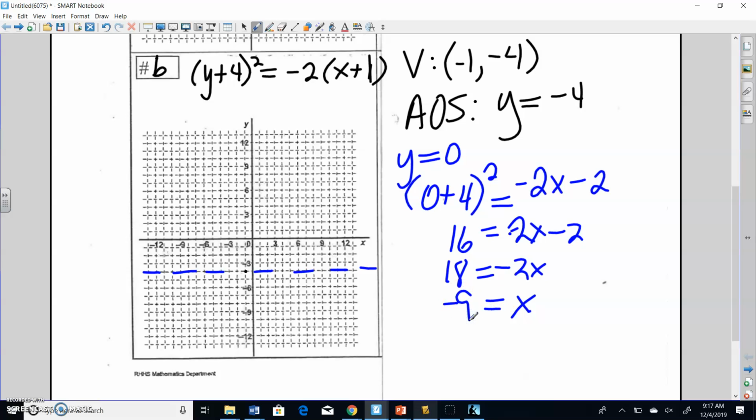Would you agree? So that gives me the point negative 9, 0, because I got negative 9 for x while plugging in 0 for y. So I can put that point, that's going to be negative 9, 0 right there. And remember our axis of symmetry, we can flip that point across this axis and plot it. So here's the other point, and now we can graph our parabola. Very rough sketch of our parabola's graph.